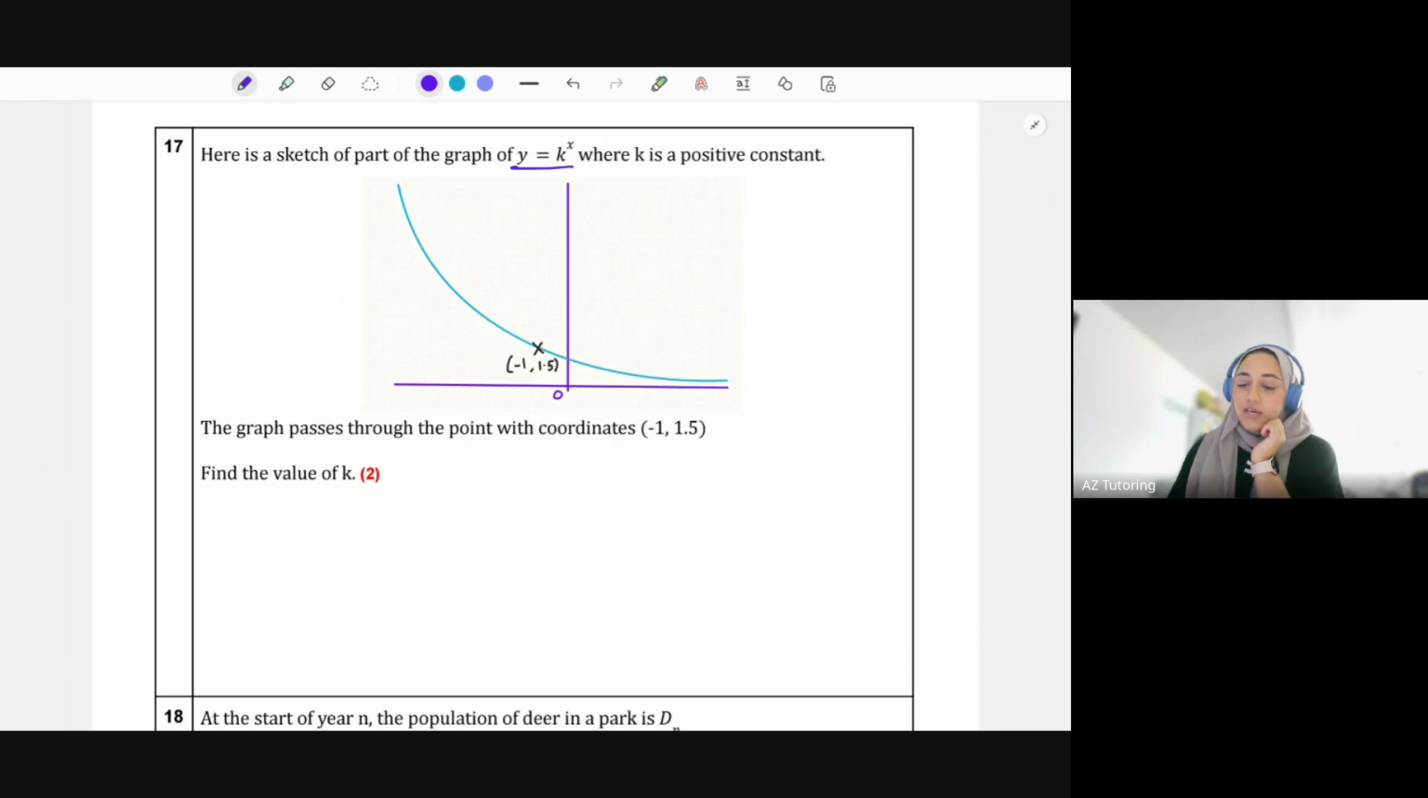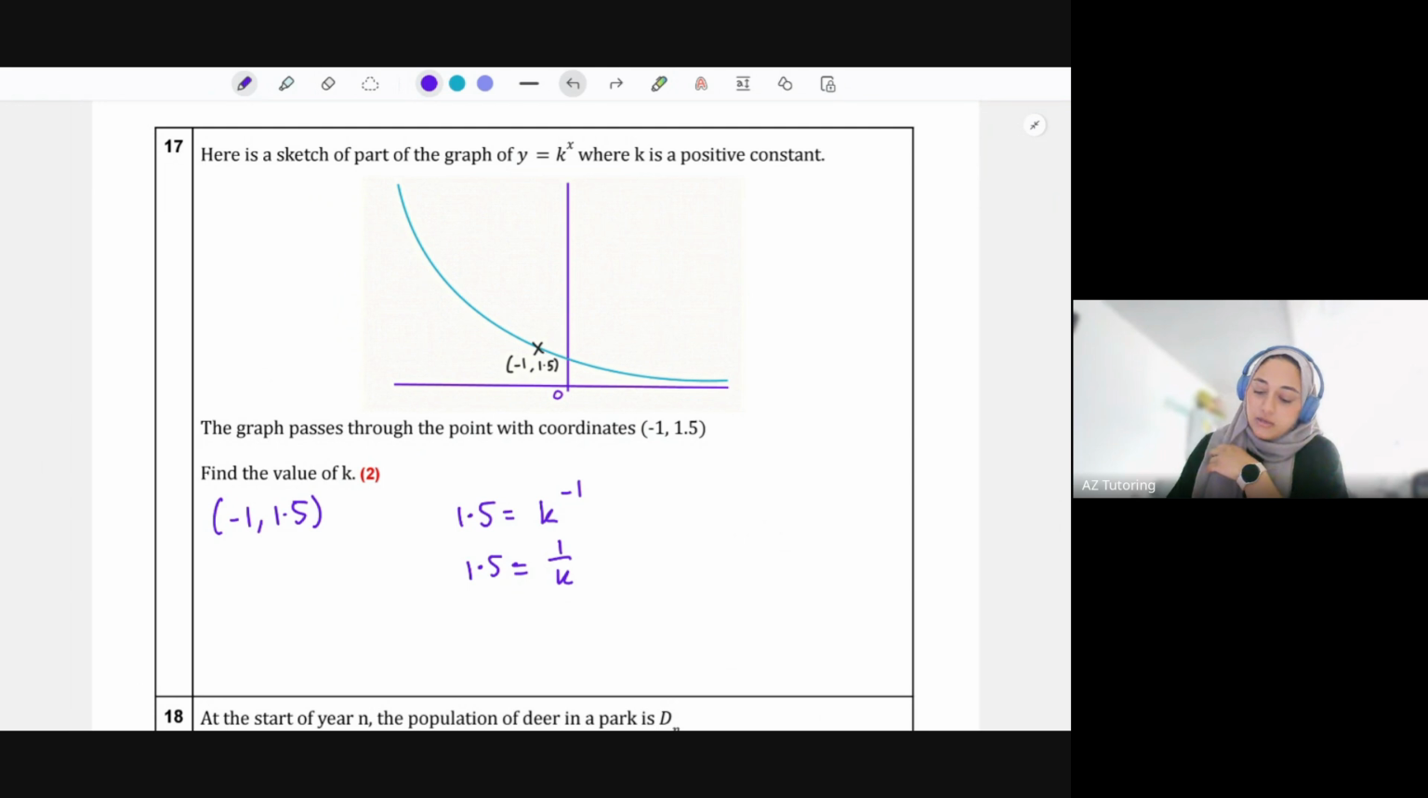Well, to find out k, if I substituted a known value of y and x in, I can find k. So I know y, I'm going to use the coordinate -1, 1.5, and I'm going to substitute it in to y equals k to the x. So y is 1.5 equals k, which is what we're finding, to the power of x, which is -1. I can change that to 1.5 equals 1 over k, because k to the -1, indices rules, it's 1 over.